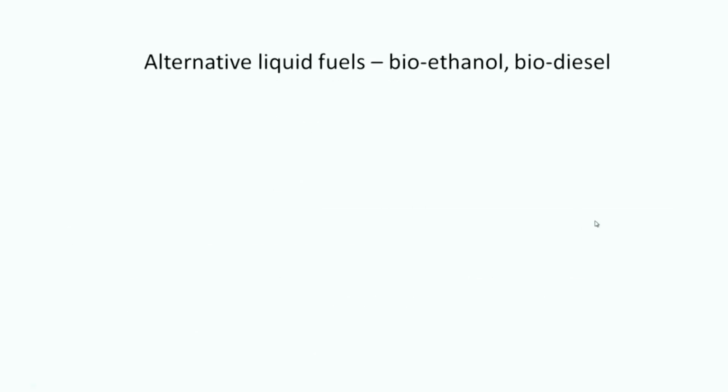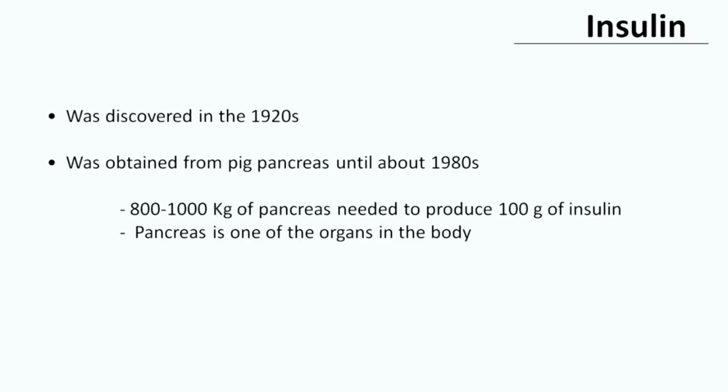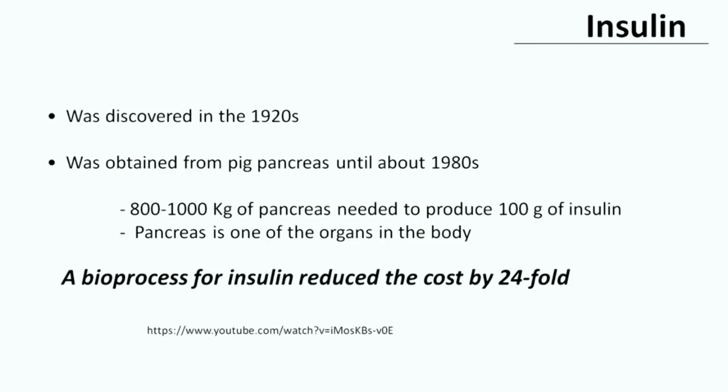Then we looked at other examples such as alternative liquid fuels, bioethanol and biodiesel, and saw that they were also produced through bioprocesses. I had given you links to some information on ethanol making, ethanol from corn, algae to fuels and so on. I hope you have seen them, they are interesting videos. Then we looked at insulin, which is a classic drug, in fact one of the first new ones to be produced large scale using bioprocesses.